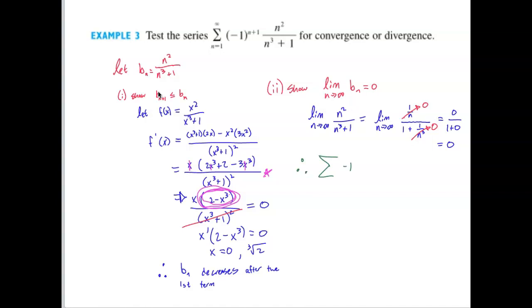Both conditions are satisfied, so I can say, therefore, the sum of negative 1 to the n plus 1 times n squared over n cubed plus 1 converges by the alternating series test.